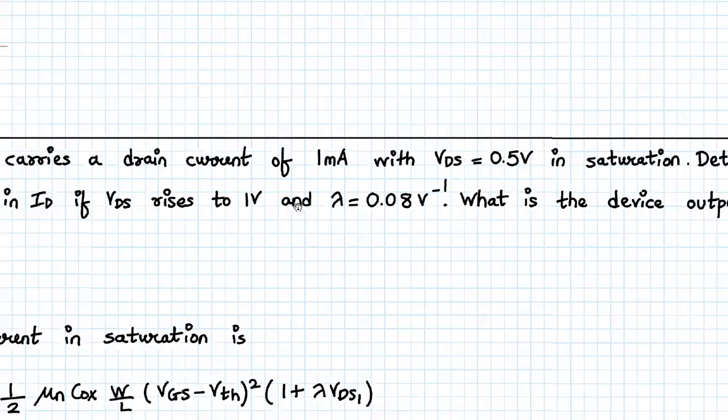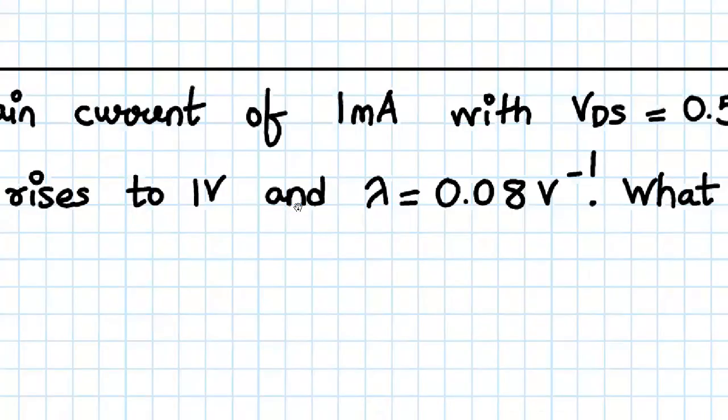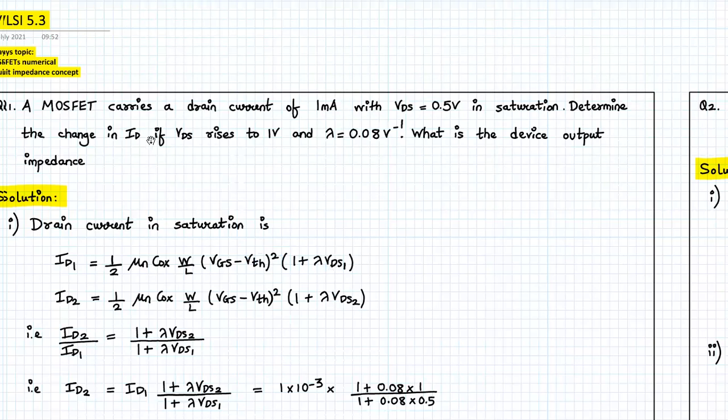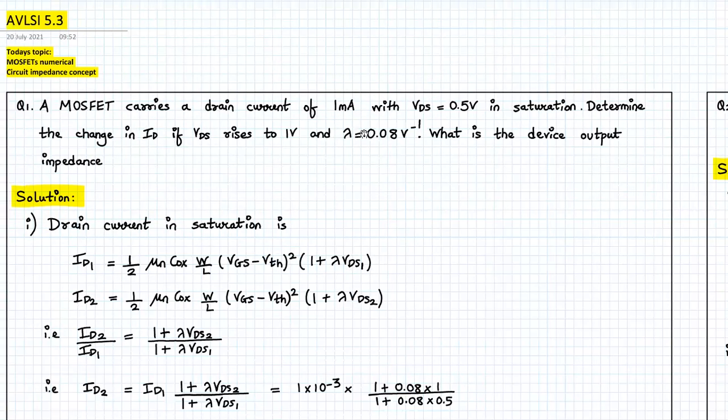Let me just adjust the screen properly so that the full question is visible. So the MOSFET carries a current of around 1 milliamperes with VDS equal to 0.5 in saturation. We have to determine the change in ID if VDS rises to 1 volt and lambda is equal to 0.08. We also have to find the device output impedance.